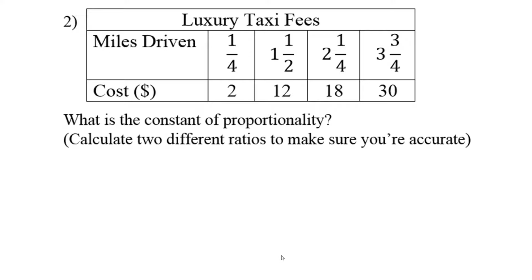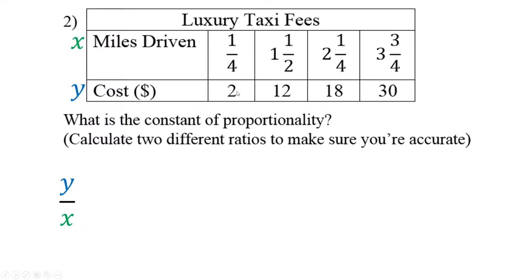Now we're down to number 2. So this one just wants us to find the constant of proportionality based on the table. And here we have some fractions in our table. So it's slightly more complicated than the ones we were working on last week. So we have luxury taxi fees. Remembering that our inputs, the first value here, is going to be x, and then our outputs will be y. So we have miles driven, and however many miles are driven, there is a certain cost. So we're going to find our y over x ratio in order to simplify it and find the constant of proportionality.